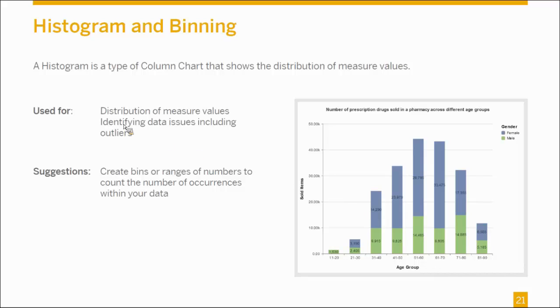So let's quickly go over what's on the slide here. I already talked about the distribution of measure values and the outliers. And the suggestion is really to create the bins or ranges, and then use a bar chart or a stacked bar chart to look at the distribution of your measure value.